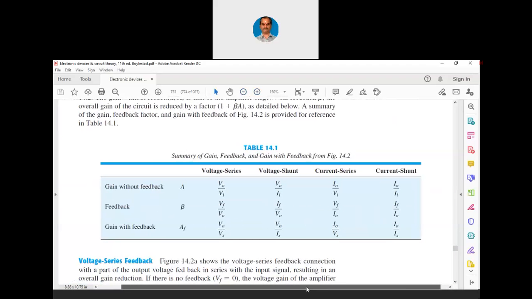I hope you can see this table. Summary of gain, feedback and gain with feedback from the figure, whatever is the figure shown. For voltage series, gain without feedback, that is A, is V0 by Vi. Gain without feedback for voltage shunt is V0 by Ii. Gain without feedback for current series is I0 by Vi. Gain without feedback for current shunt is I0 by Ii.